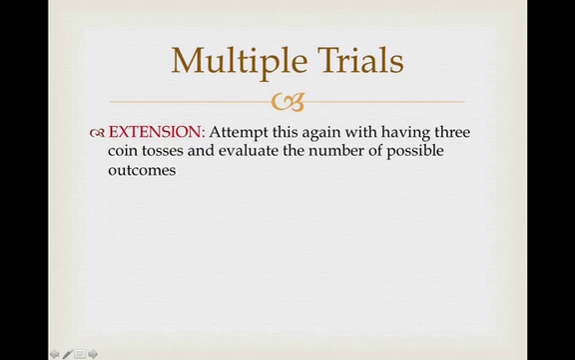So again, with this extension, try having 3 coin tosses and evaluate the possible number of outcomes for each of the 3 questions there, where we had all heads, at least 1 of each or 2 of each. And again, just write them down if you're interested. Again, you can pause the video to do this, or you can just choose to move on.